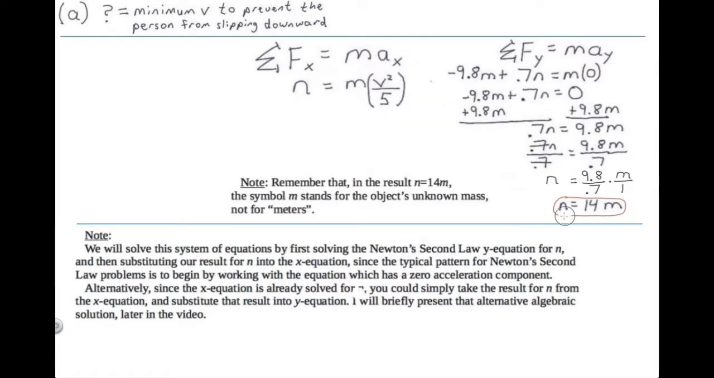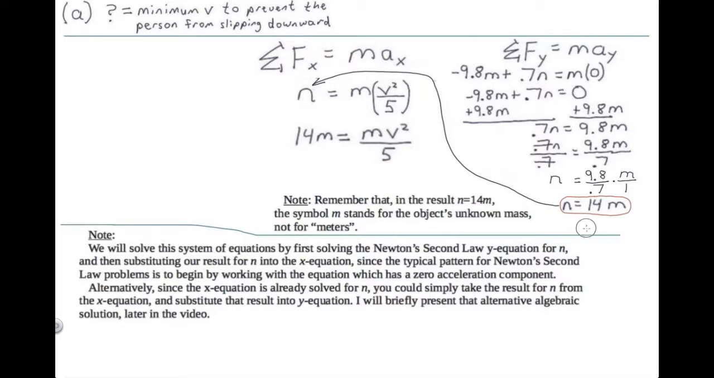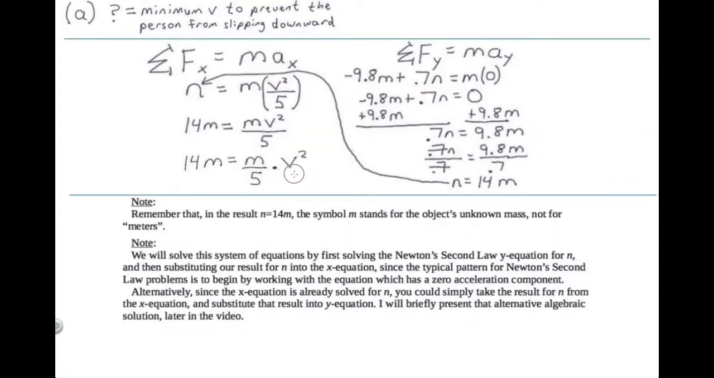Our result is that n equals 14m. Next, we substitute our result for n into the x equation. Remember that the question is asking us for v, so our goal is to solve this equation for v. In order to do that, we need to get v by itself. V squared is being multiplied by the fraction m over 5.